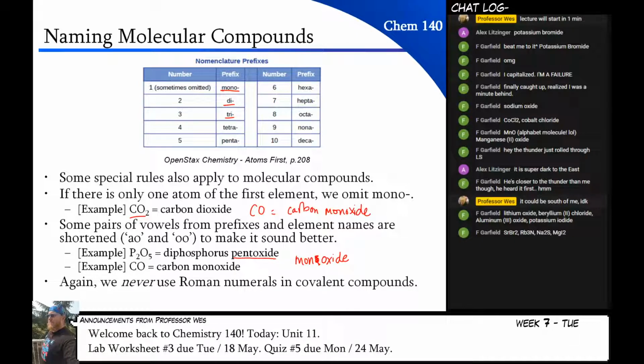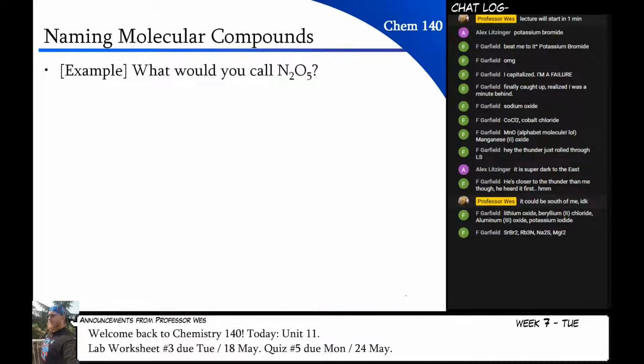And then never, never, never use Roman numerals here. Roman numerals are for ionic compounds only. Numeric prefixes are covalent compounds only. So let's do some examples here. What would I call this? Type it in the chat. I'll give you a minute to do that and to catch up.